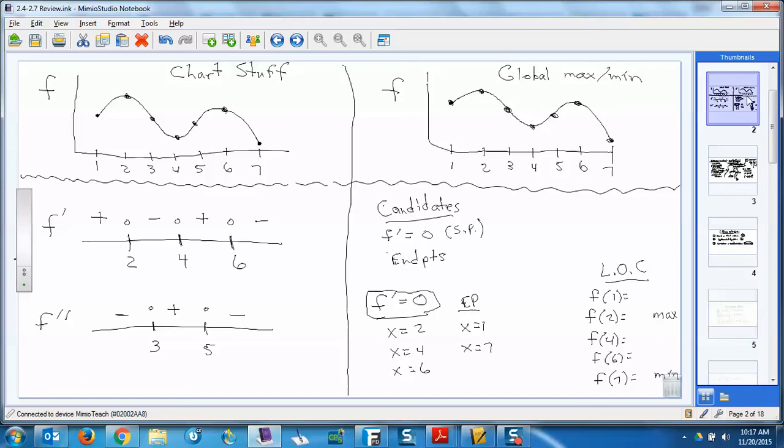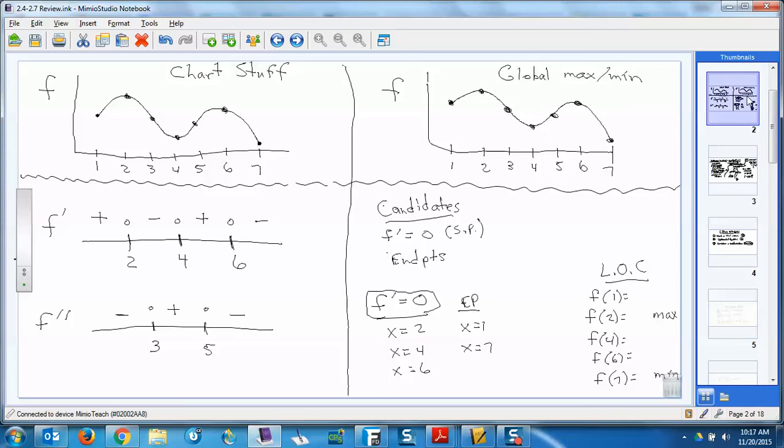But this is the work you're doing, telling you where those things are, okay? Now, if you're looking for a global max or min, what you're really looking for is the highest point and the lowest point, which happens to be there. Where can the highest and lowest points be?